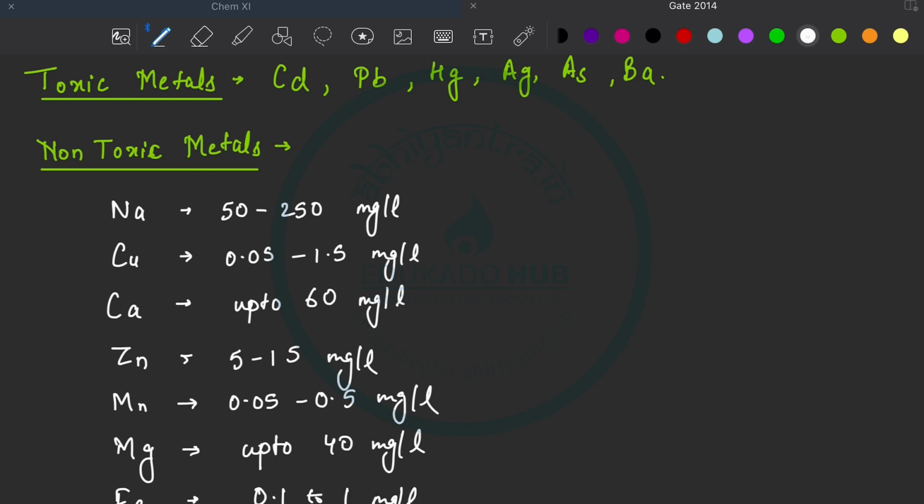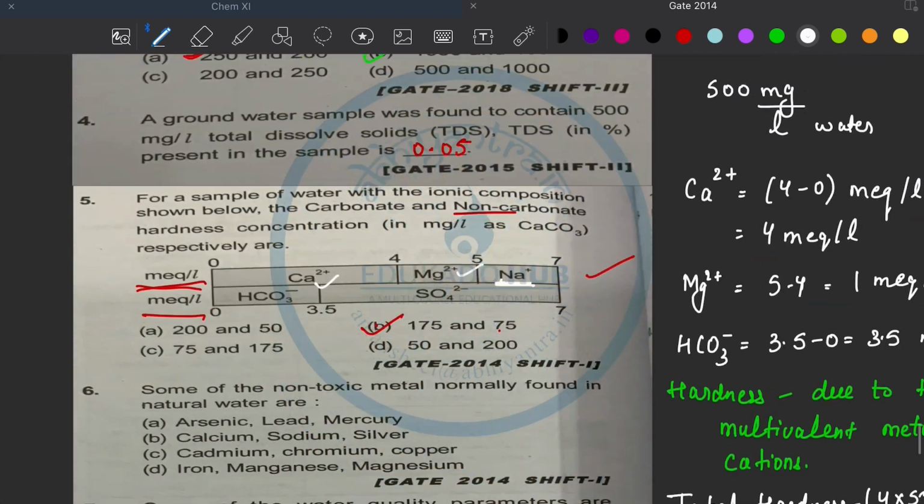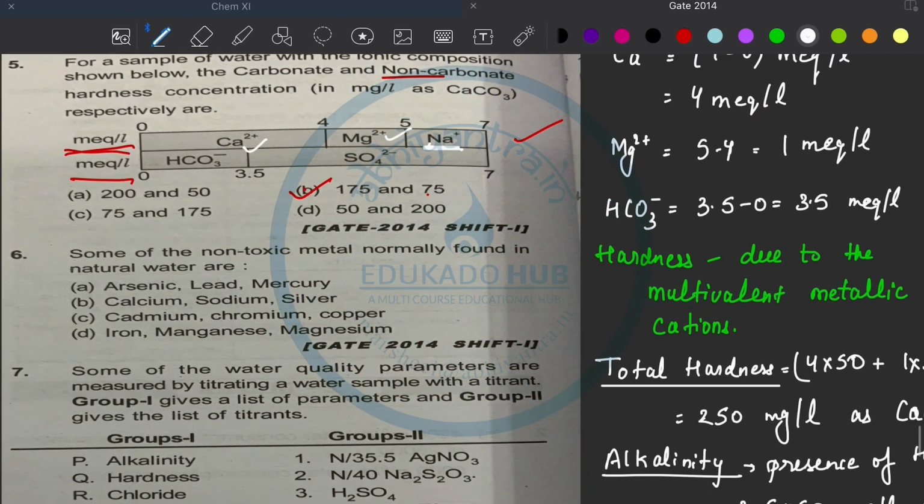So in the options we can see arsenic, lead and mercury, totally unacceptable. Calcium, sodium, okay, but silver is not at all okay. Cadmium, no. Copper is good. Chromium, no. So option D, iron, manganese and magnesium is good. Okay, so this is question number 6.